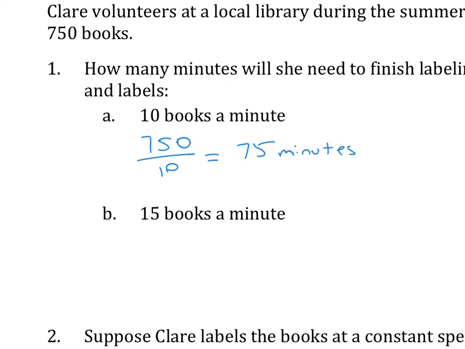And then for 15 books a minute, you would just do 750 divided by 15, which is then 50 minutes. So it would take her a total of 50 minutes. So for those, you're just thinking about what a rate is. So if you're doing books over minutes, that's how you would set up your rate and then just divide.